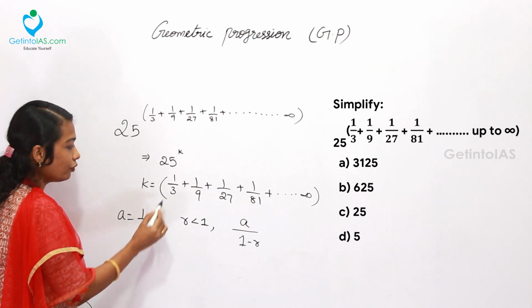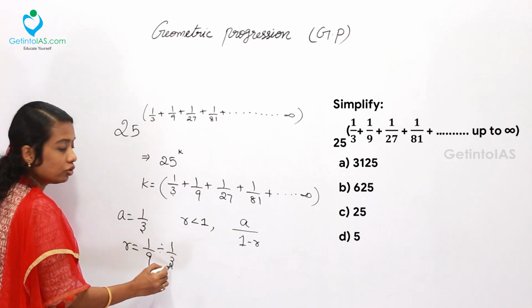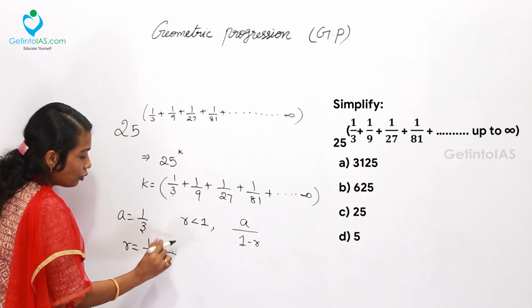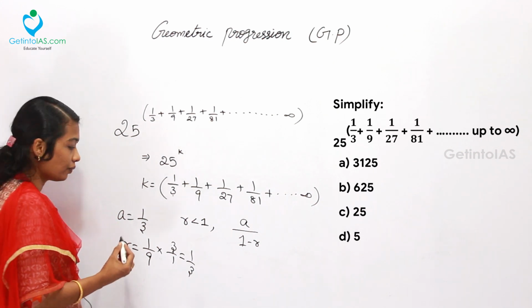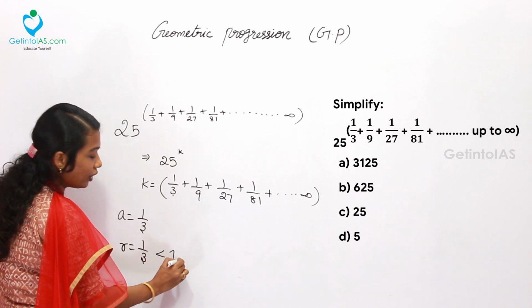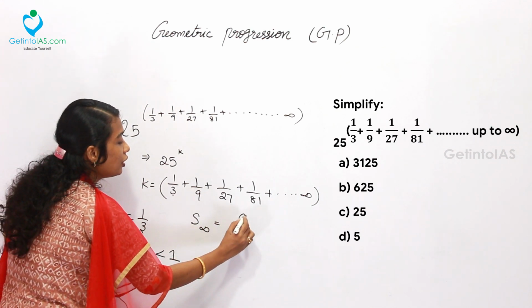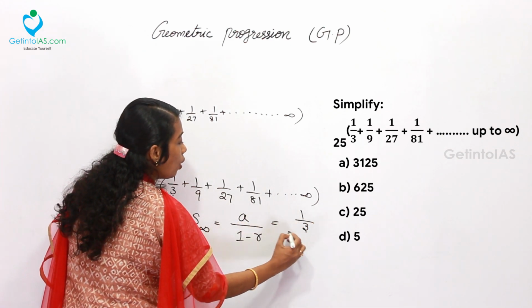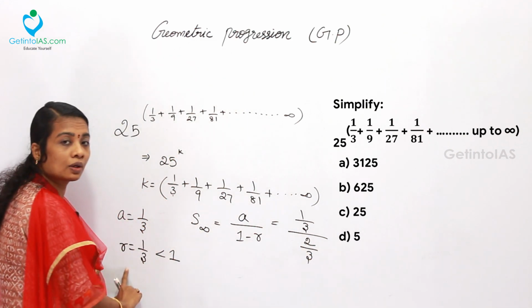A is the first term, 1 by 3. What is r? 1 by 9 divided by 1 by 3, which, while multiplying, the 3 and 1 will interchange their position. Simply 1 by 3. Here r is also 1 by 3. So a is 1 by 3, r is 1 by 3, which is less than 1. So definitely you can take the formula for the sum to infinity, which is equal to a by 1 minus r. What is a here? A is 1 by 3. What is 1 minus r? 1 minus r is directly 2 by 3, because 1 minus 1 by 3 is 2 by 3.